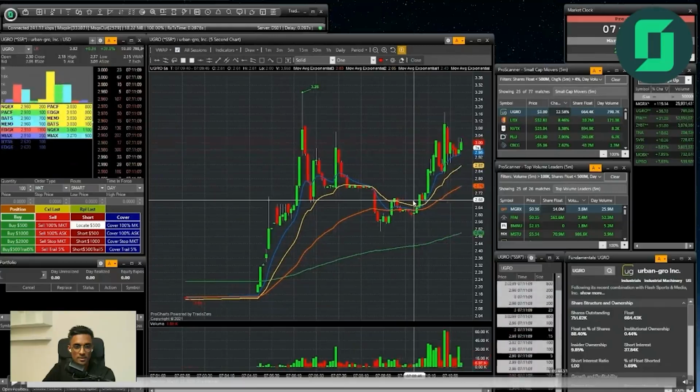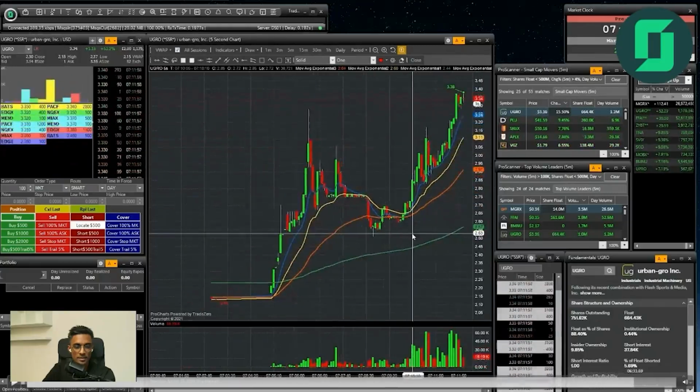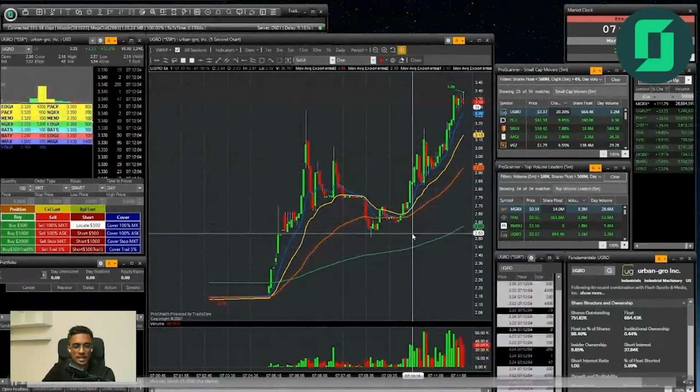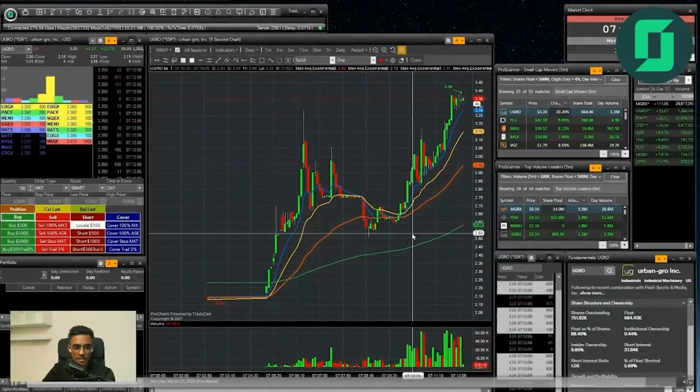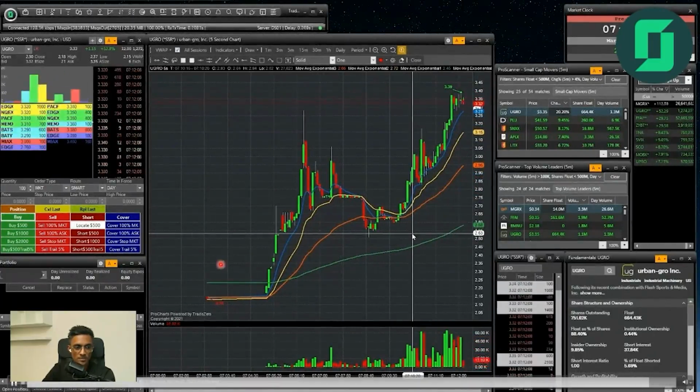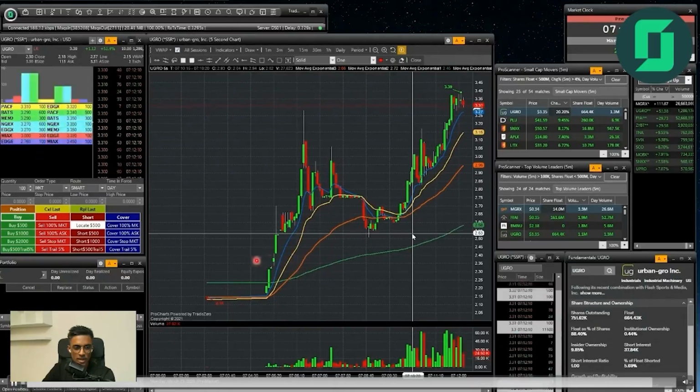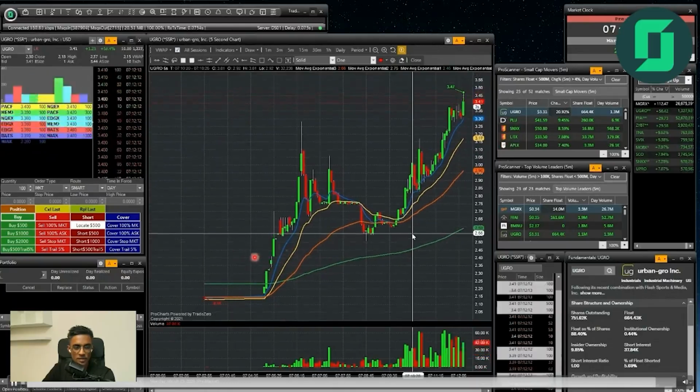3.08, and breakout. Just like that, right? Initially, you see here, this is where, if I just get my little laser pointer out, this is where we saw it. We saw it at the 2.45 level, okay, 2.53, around there.